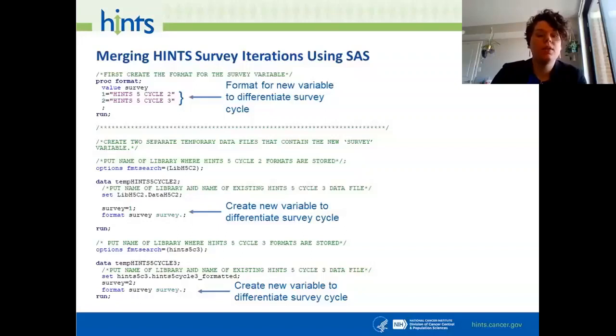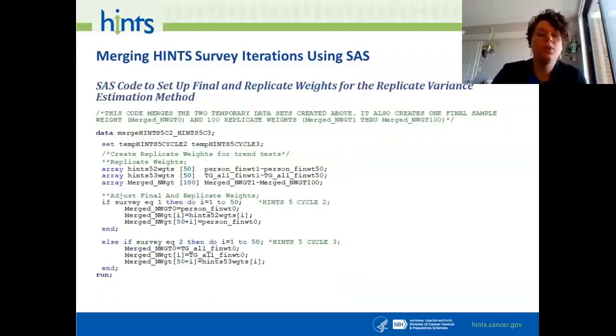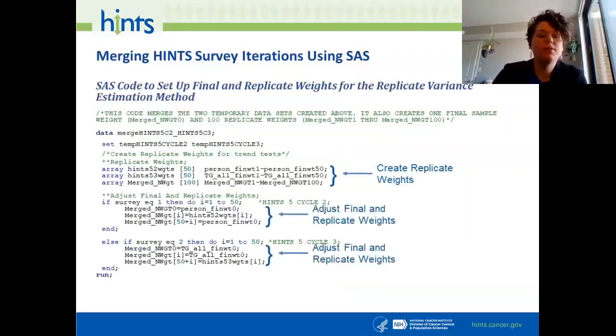The next thing that you would need to do is follow the Rizzo method to create your final sample weights and your replicate weights. To create your replicate weights, you would use the array code, and then you would use the if and else if code to adjust your final and replicate weights and create those final and replicate weights.